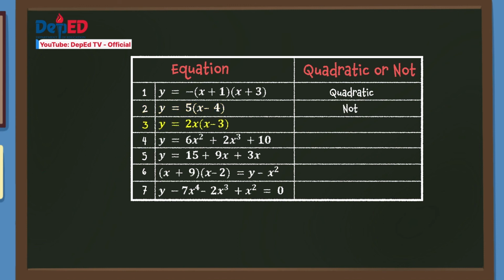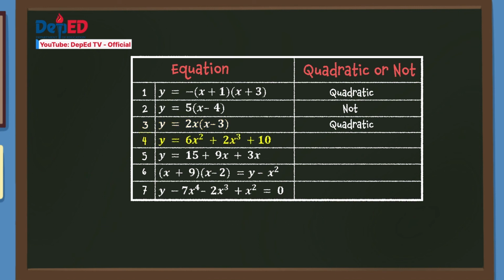Number 3, y = 2x(x - 3). y is already expressed in terms of x, and 2x times the binomial x minus 3 is equal to 2x² - 6x, which is of degree 2. Hence, the equation is a quadratic function.